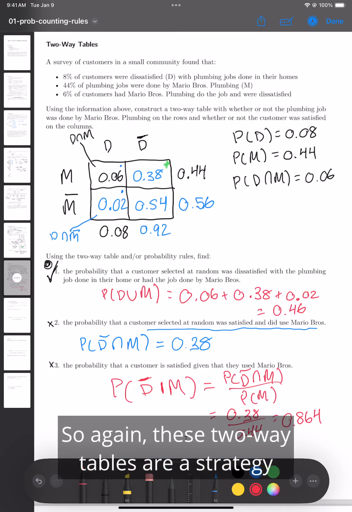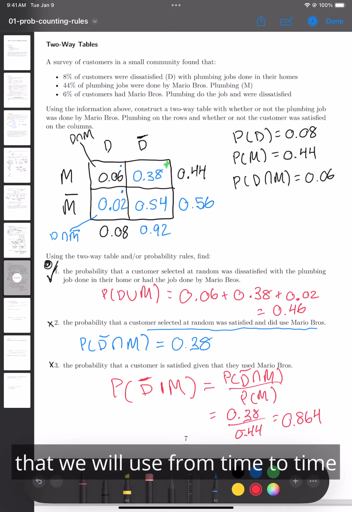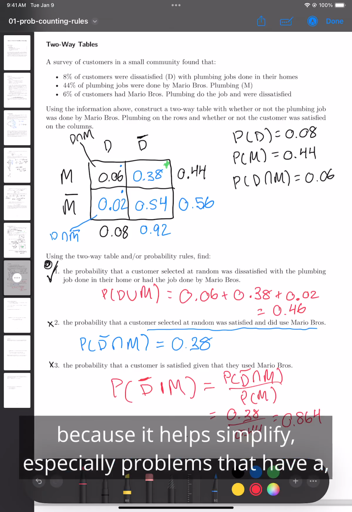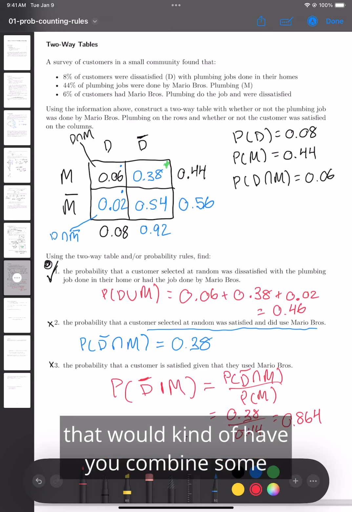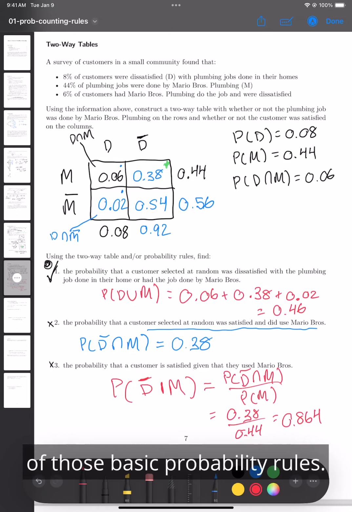So again, these two-way tables are a strategy that we will use from time to time because it helps simplify problems, especially ones that would have you combine some of those basic probability rules.